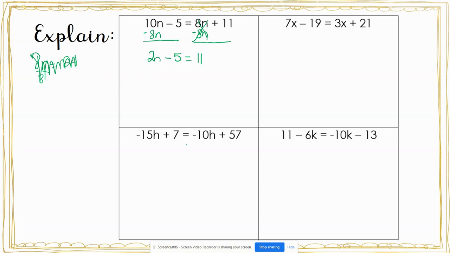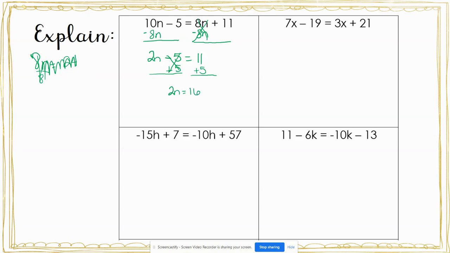So once you have moved your variables, you should just be able to solve this like you have solved every other equation. You always would start with your eliminating of adding and subtracting. So I would try to get rid of this minus 5 first. I would use the inverse, which is adding 5 on both sides. The negative 5 plus positive 5 makes 0. So these will cancel out. I'm going to bring down my 2n. 11 plus 5 gives me 16.